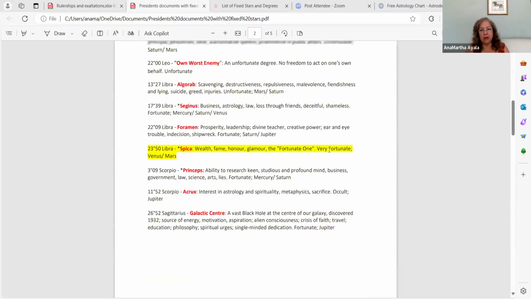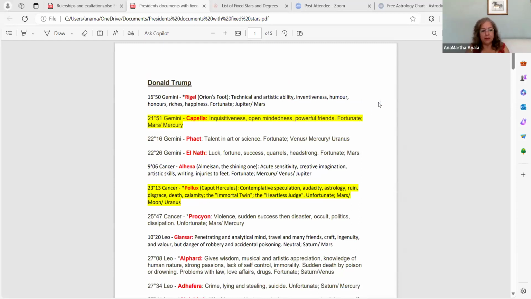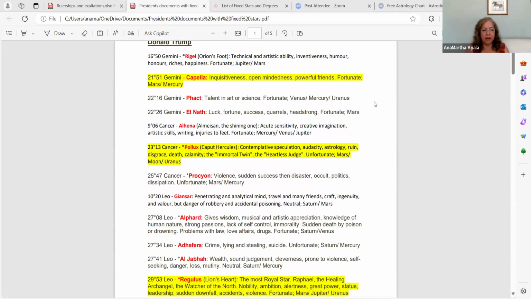So lastly, I wanted to share the former president of the United States, Donald Trump, the list of fixed stars, and President Trump has 10 out of the 11 points conjunct fixed stars. So he has Capella: inquisitiveness, open-mindedness, powerful friends, and it's a fortunate star. He has Pollux. So there could be speculation, audacity, astrology, ruin, disgrace, death, calamity, a heartless judge, and it's an unfortunate star.